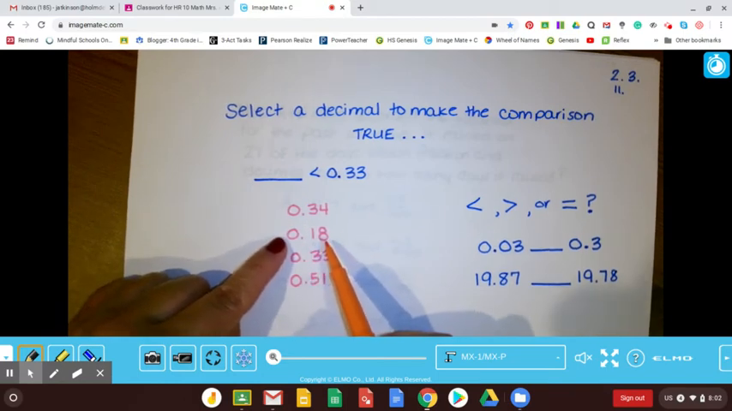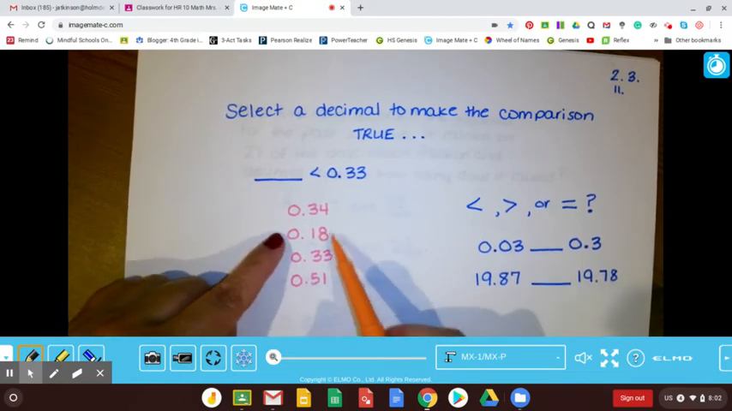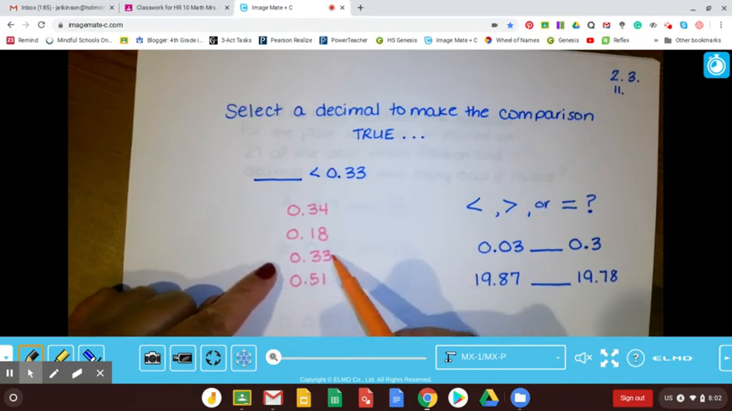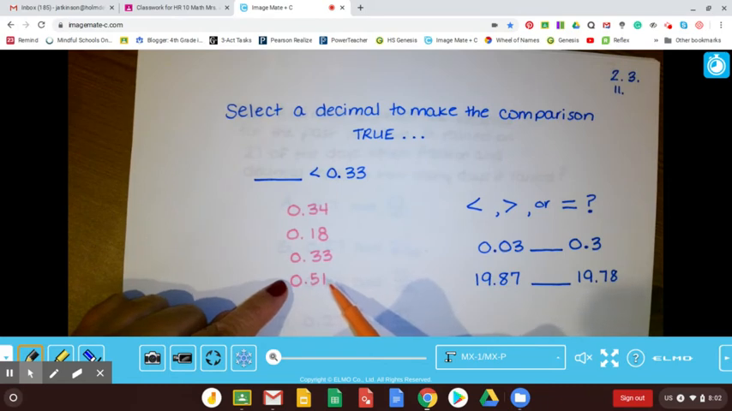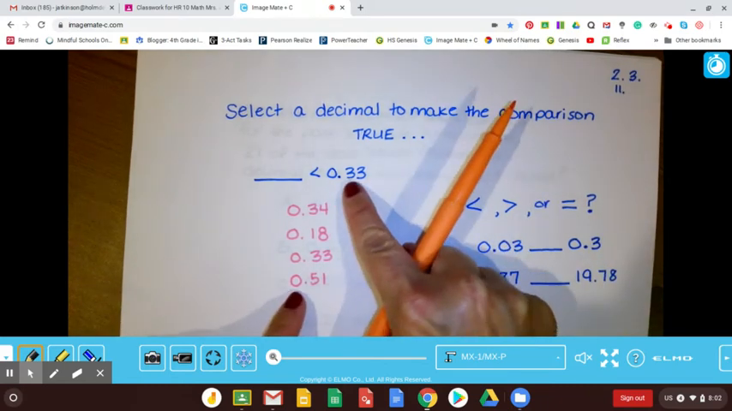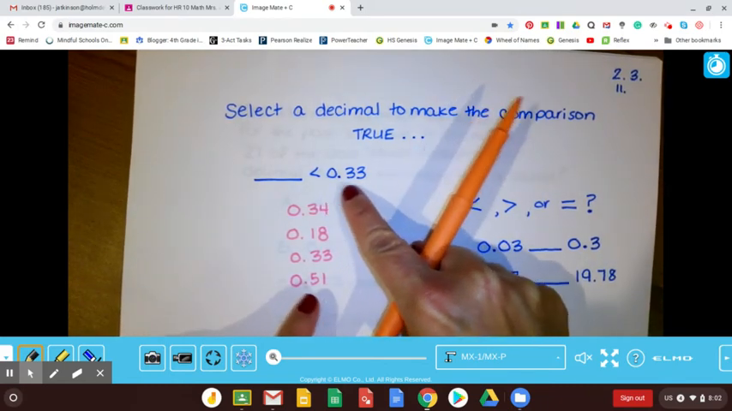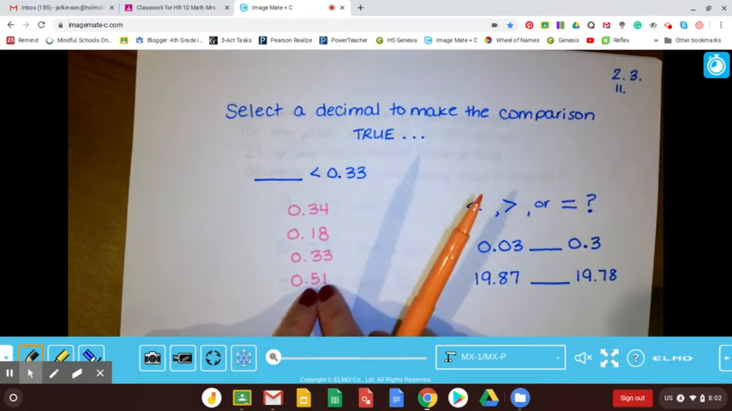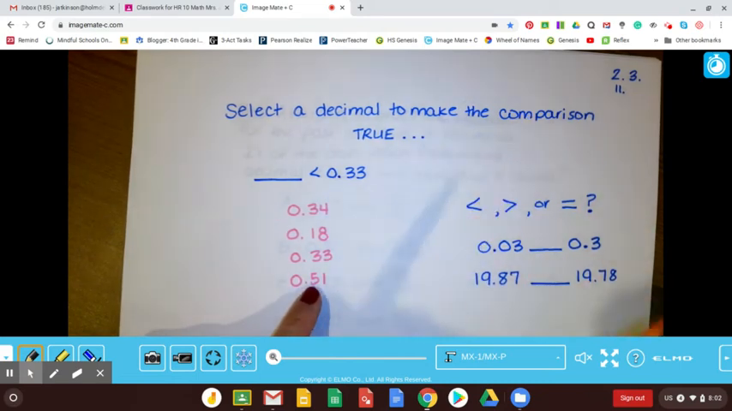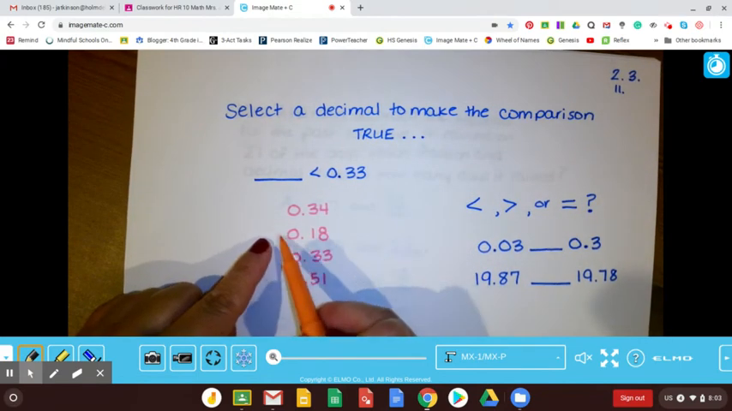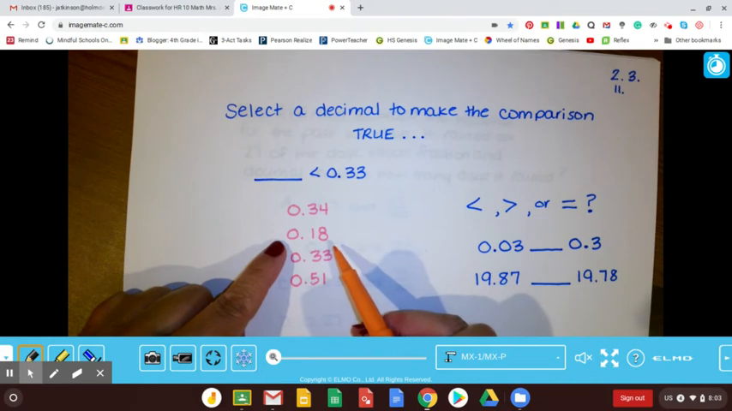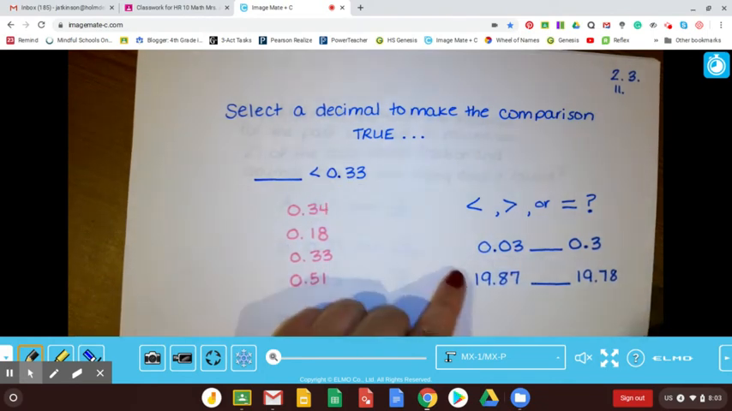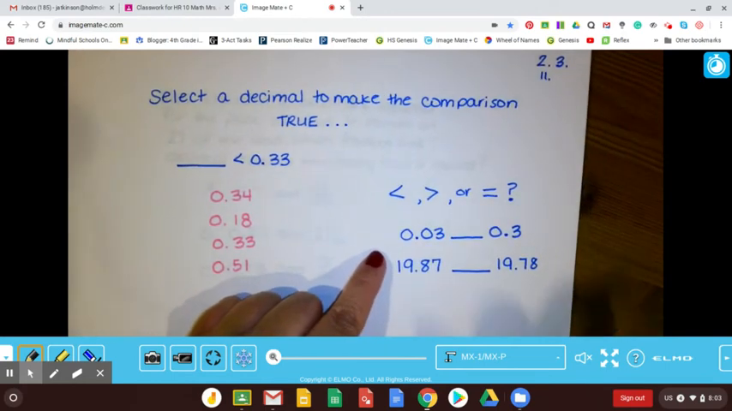18 hundredths, yeah, that seems like it would be less, but I just want to check my other choices. So this is my maybe right now. 33 hundredths, well, that's the same, so that would be equal. And 51 hundredths, if I'm comparing these place values, I have a 0 and a 0, and then a 3 and a 5. The 5 is bigger than the 3, so 51 hundredths would actually be greater. So I think I'm going to go with this as my answer. 18 hundredths would be less than 33 hundredths. Let's take a look at these two problems over here.